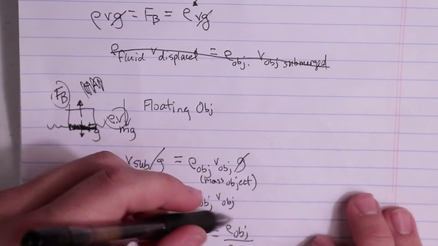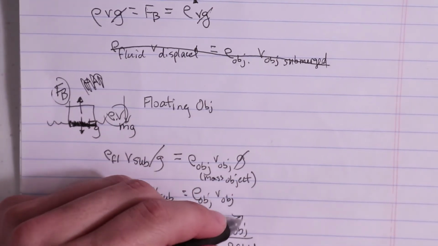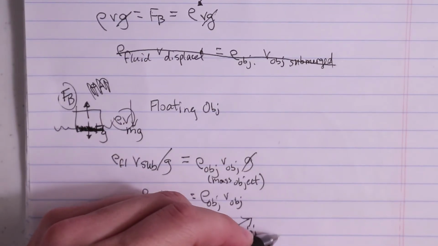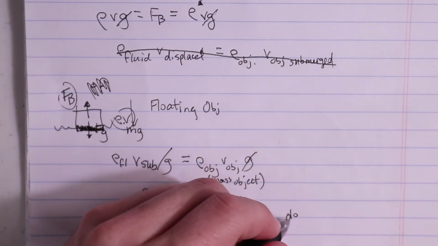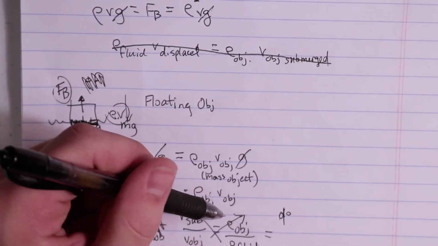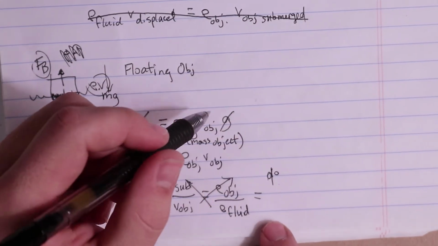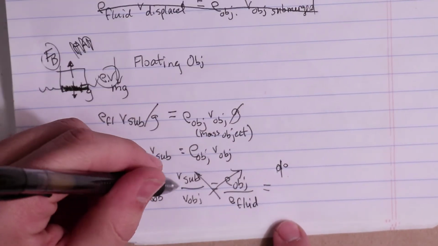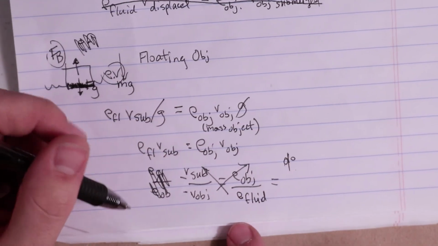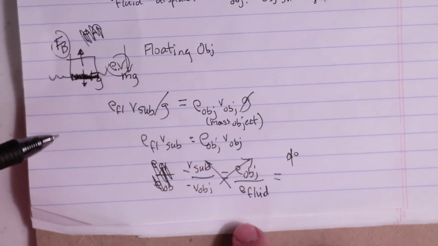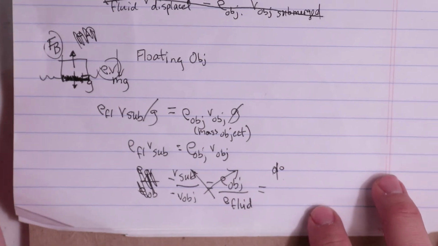So this sets up a nice little proportion that we can then cross multiply, and it also gives us a percentage. If we know the density of the object and the density of the fluid, we can find a percentage that will be submerged under the water, because it's submerged volume over the volume of the object. So that's some different things to look out for as well.